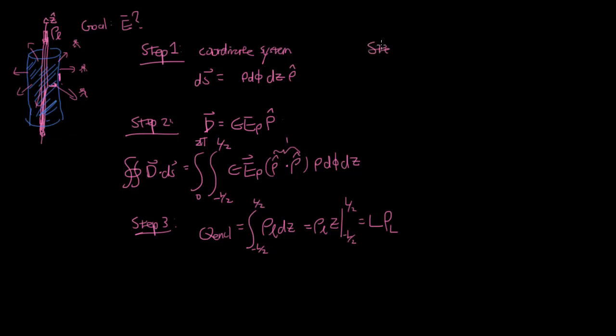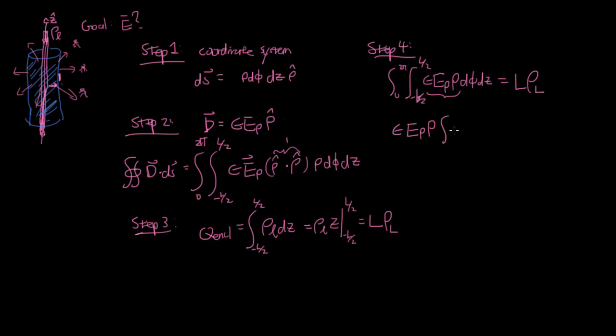And then next up, we just connect the left side and the right side of Gauss's law in integral form together. So we now have the integral from 0 to 2 pi, minus L over 2 to L over 2, of epsilon E rho d phi dz is going to be equal to L rho L. Now remember, this is where that magic happens, where we say this has to be independent of phi and z, right? Since it is, we can now pull it out. So we have epsilon E rho, integral d phi from 0 to 2 pi and integral dz from minus L over 2 to L over 2.